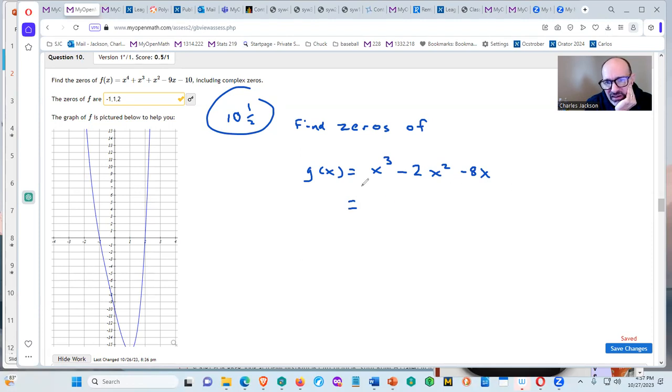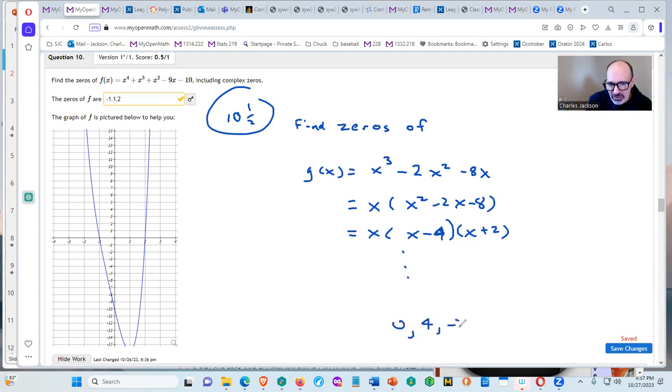factor out an x, factor this little second degree trinomial, but that's not miraculous factoring. That's just regular factoring. Okay, so I'm not going to worry about that. And then you would get the 0 and the 4 and the -2 out of it. So that would be okay.